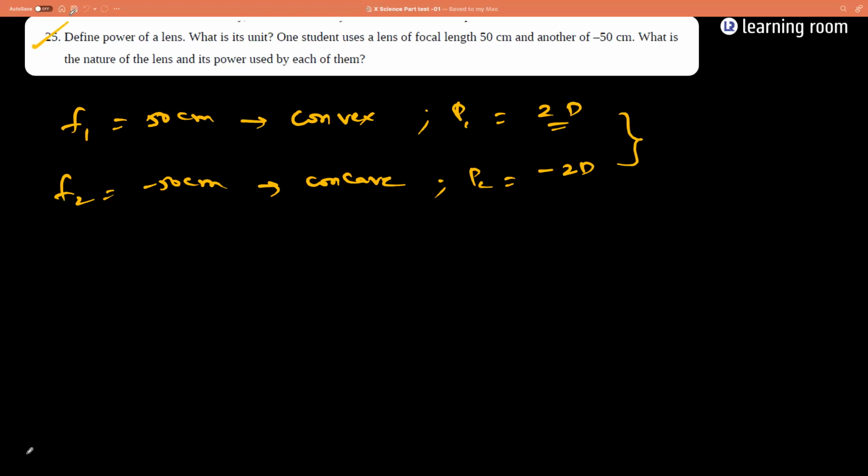So for the power of lens definition, you will get 1 mark. And for the nature of lens and this put together, you will get another mark. So let me check.